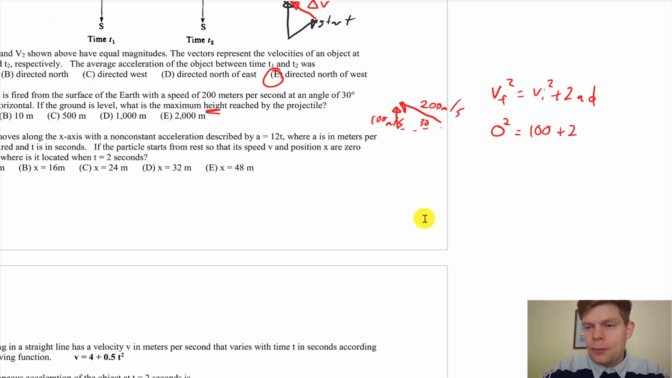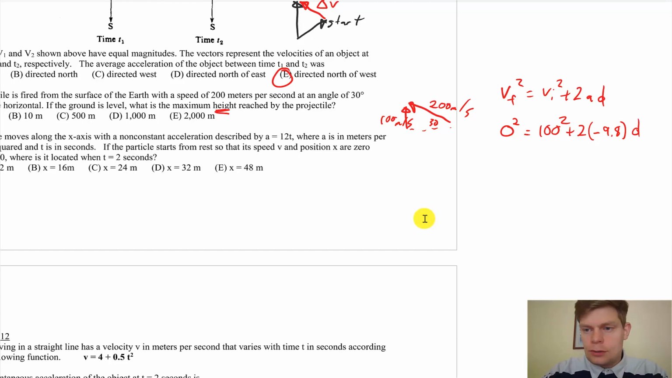plus 2. Keep in mind, our acceleration has to have the opposite sign from our velocity. Since I made the velocity up, positive, I've made up positive, acceleration has to be negative. And then d. Throw that in there. Basically, 100 squared, whatever that is. Oh, by the way, we can also use 10 here, so that'd make it easier to solve. We'd end up with 100 squared equals 20d.